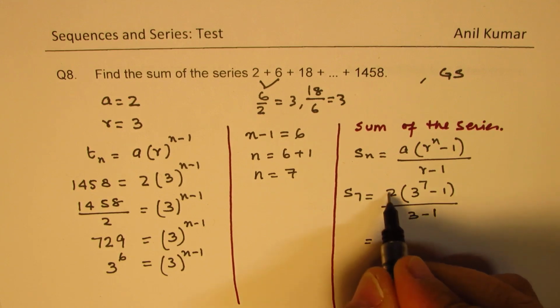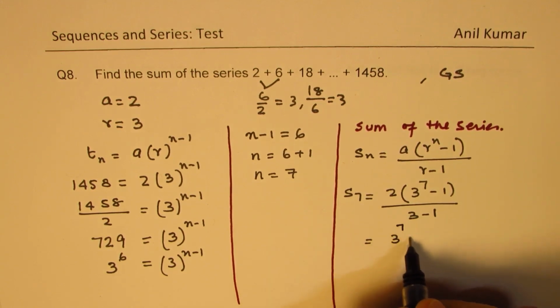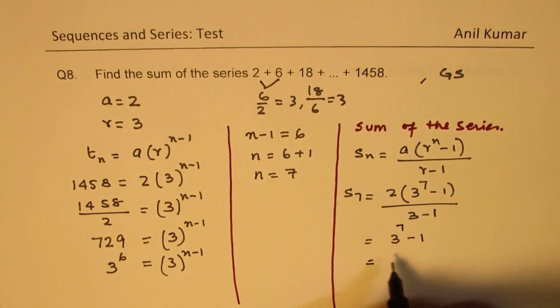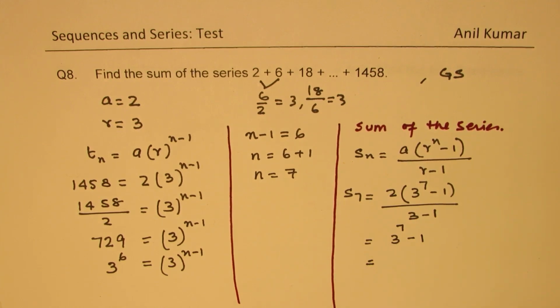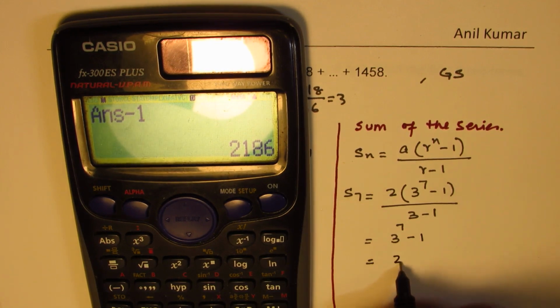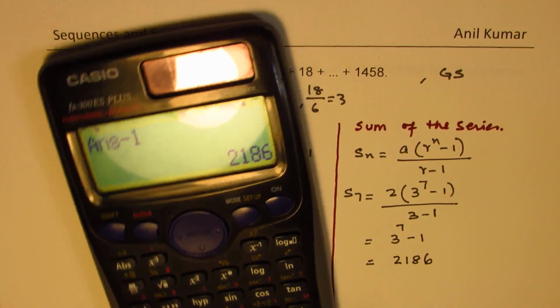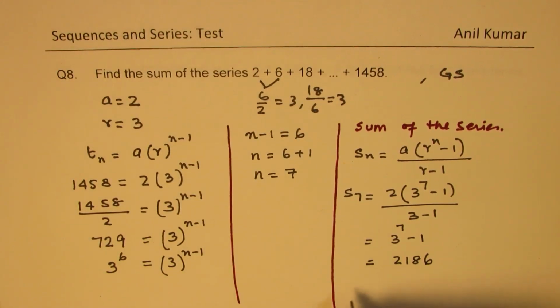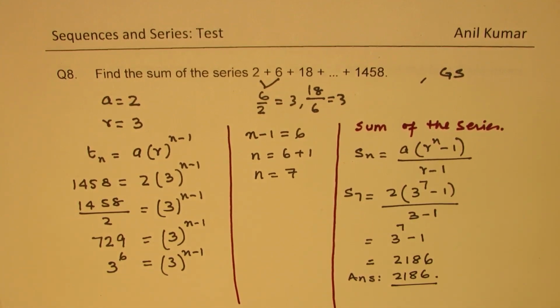So the 3 minus 1 cancels, and you get 3 to the power of 7 minus 1. Let's calculate. We have 3 to the power of 7, and then we'll take away 1 from here. So we get 2186. So our answer here is 2186. Is that clear, right? So that is how you could actually solve such a question.